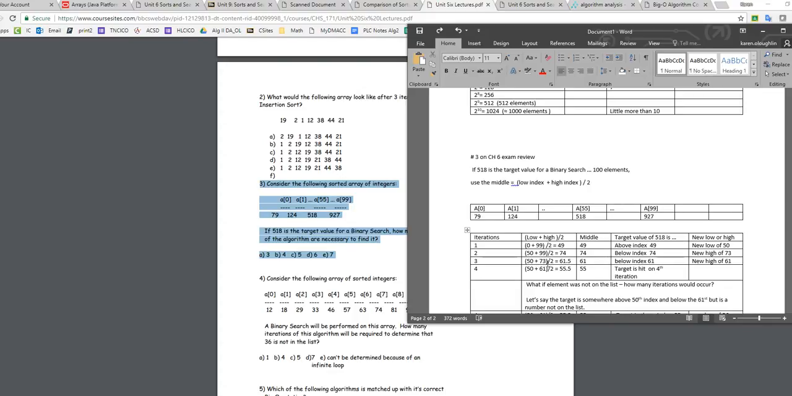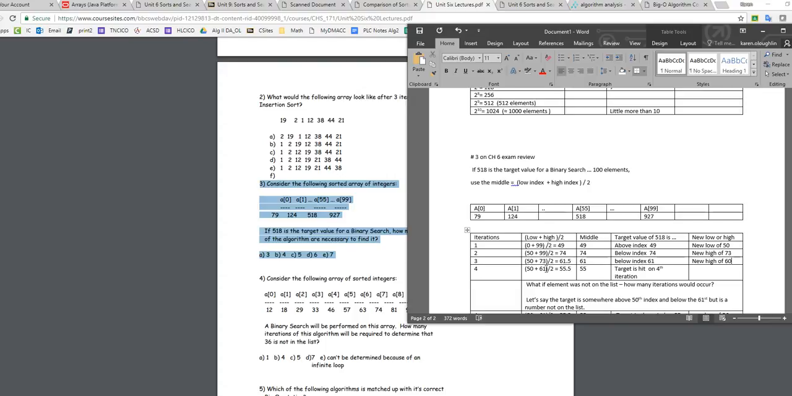So 50 plus 73 divided by 2 turns out to be 61. It's 61.5, but we truncate to 61. 61 is somewhere between these two values, and so my target is below 61. So I now have a new high, excuse me, so I have a new high of, it should be 60 actually, because I need to go down one.